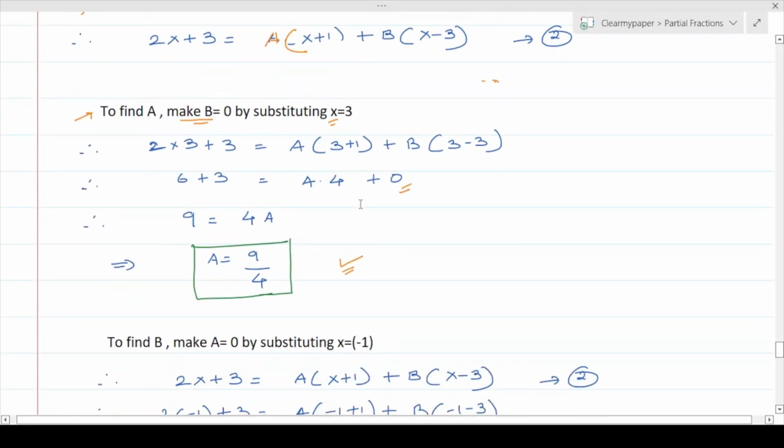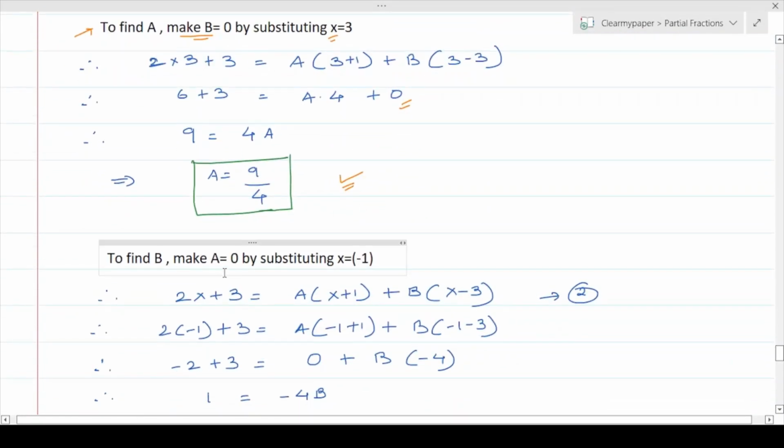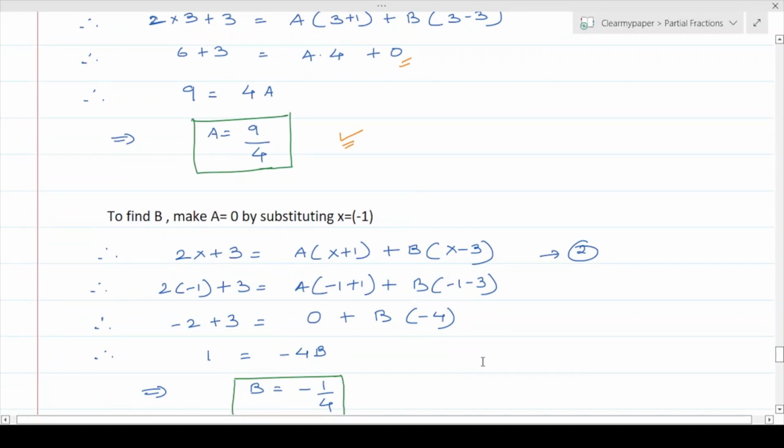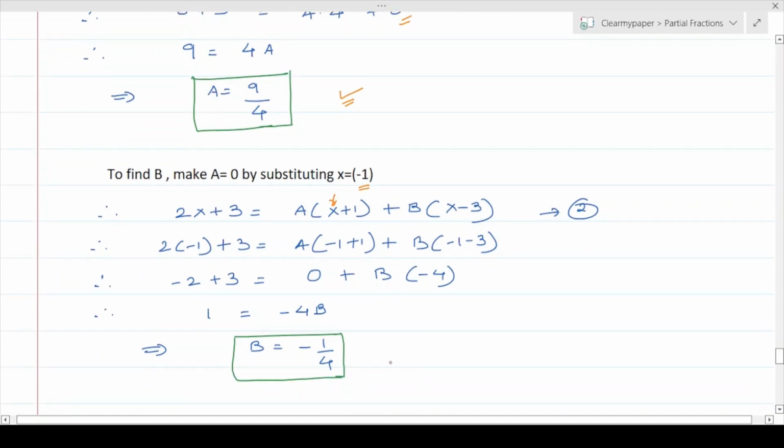Okay. And for finding b, we take the same step here. If you see here, I'm taking the same step. And now we need to make a equal to 0. So we substitute x is equal to minus 1, because if we put x equal to minus 1, the a term becomes 0. We have the value of x, which is minus 1. So it again becomes one equation, one unknown. This time we are finding b, and the value of b is minus 1 by 4.